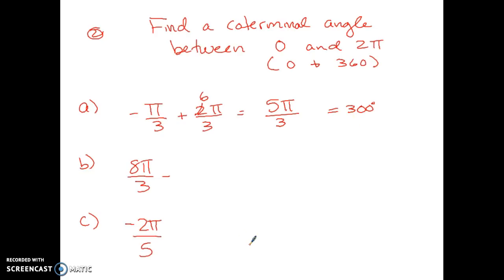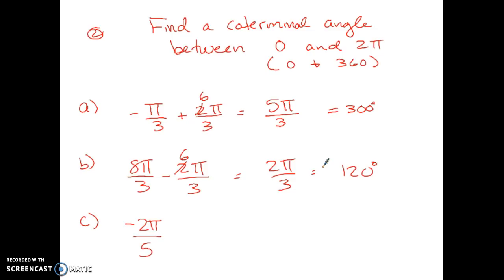All right, so we're going to do 8 pi over 3, and I'm going to subtract 2 pi. Again, I just need the least common denominator. So 8 minus 6 is 2 pi over 3. And 2 times 180 divided by 3 is 120.